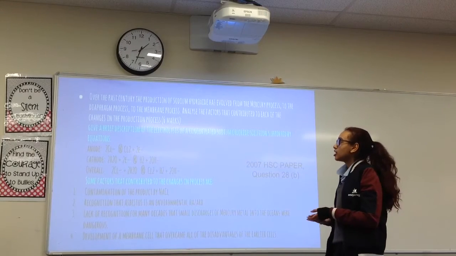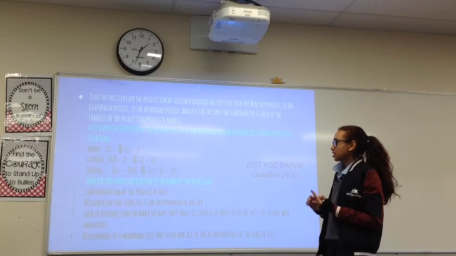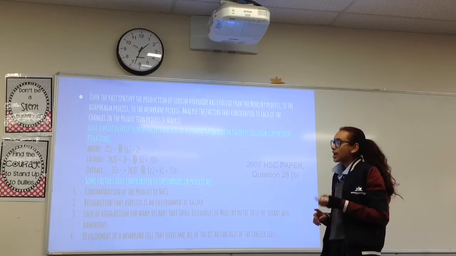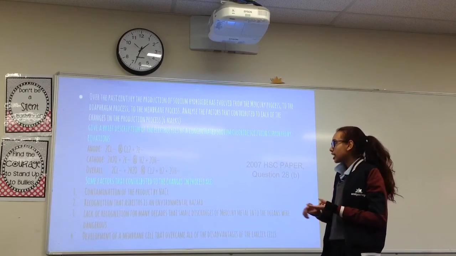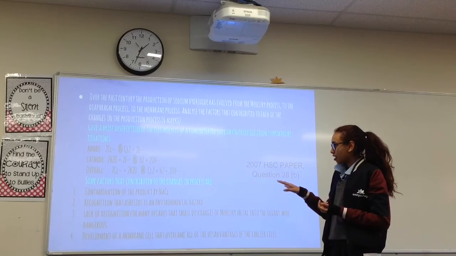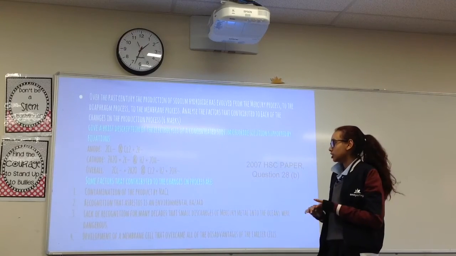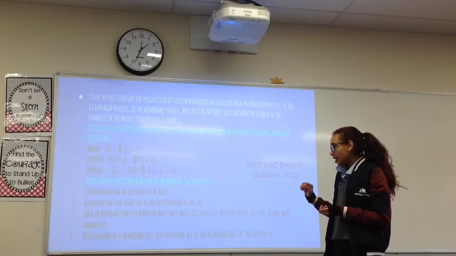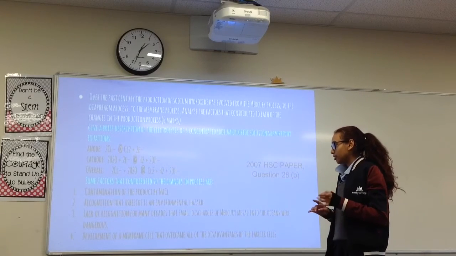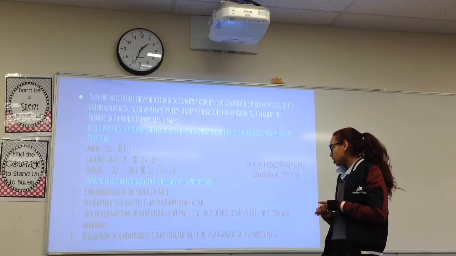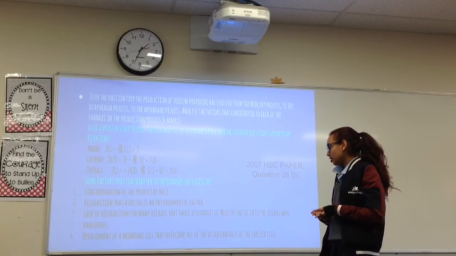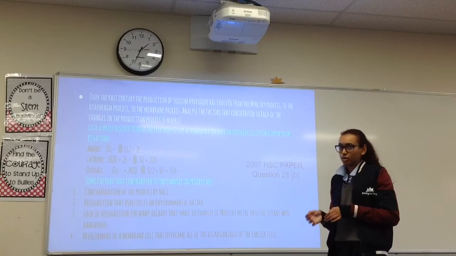This is 6 marks. So to get all 6 marks, you need to give a brief description of the electrolysis of concentrated sodium chloride solution and support it with equations. That's 2 marks. And then for the 4 marks, you need at least 4 factors that contributed to these changes, such as the contamination of the product by sodium chloride, recognition that asbestos is an environmental hazard, lack of recognition for many decades that small discharges of mercury metal into the oceans were dangerous, and the development of a membrane cell that overcame all of the disadvantages of the previous 2 cells.